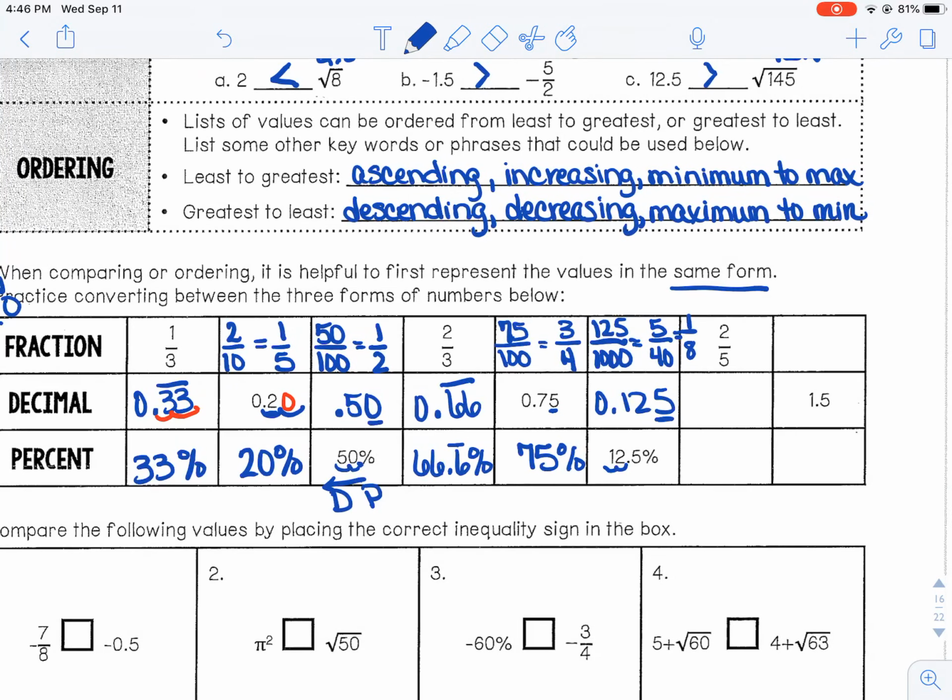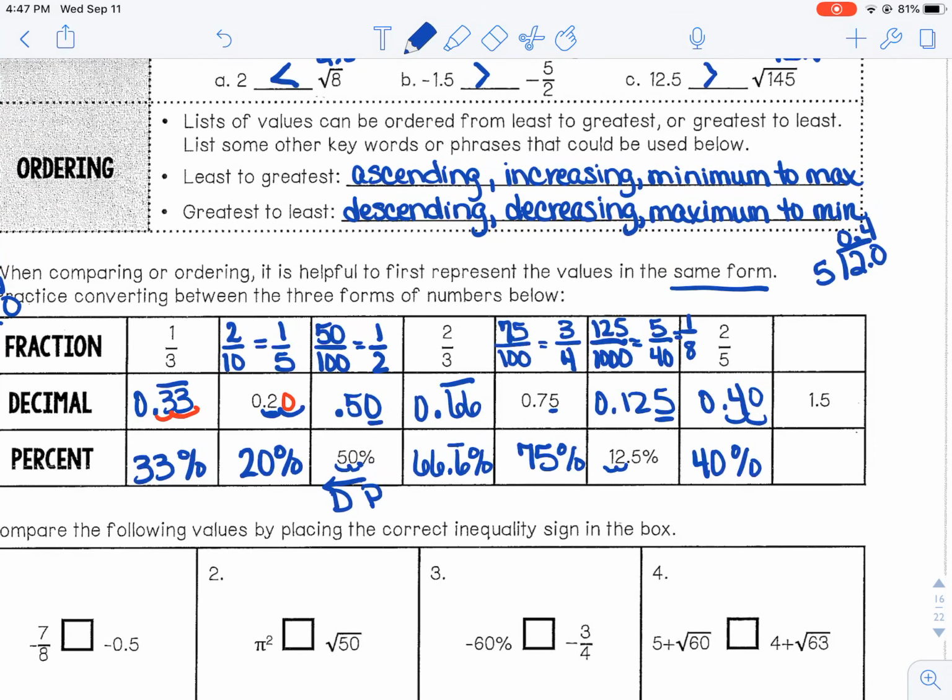2/5, if I chop down the tree, 2 falls into the house, 5 on the outside. 5 goes into 2 0 times, but it goes into 20 4 times. So our answer for the decimal form is 0.4. In percent form, I'm going to move that decimal 2 places to the right. There's not enough values there, so I'm going to add a 0, and that's going to give me 40%.